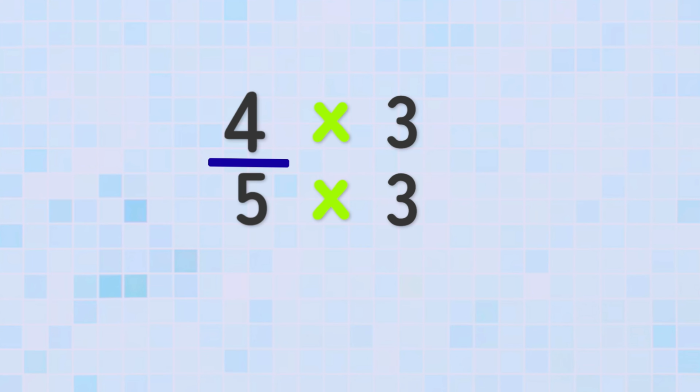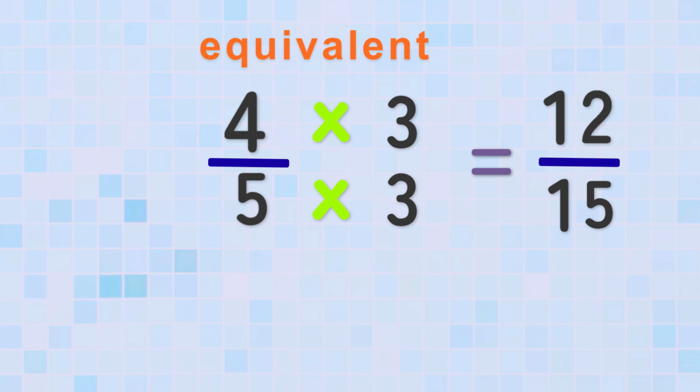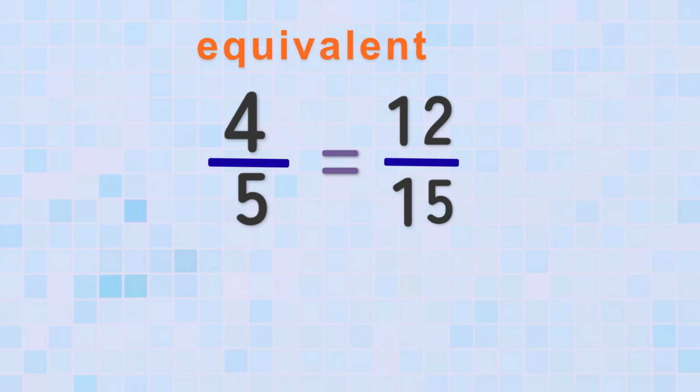On the top, 4 times 3 equals 12. On the bottom, 5 times 3 equals 15. So, 4/5 is equivalent to 12/15.